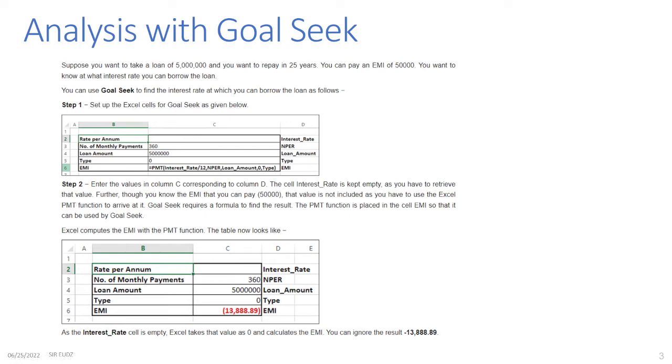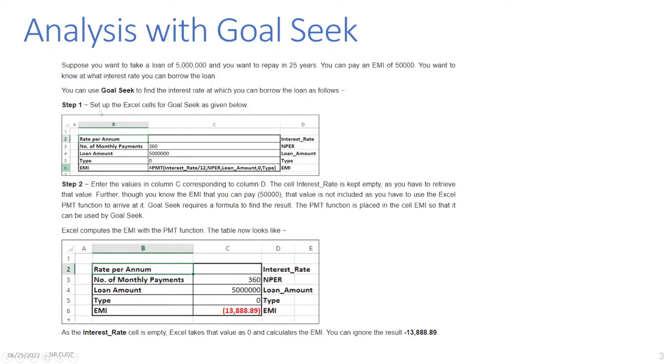Suppose you want to take a loan of 5 million and you want to repay in 25 years. You can pay an EMI of 50,000. You want to know at what interest rate you can borrow the loan. You can use Goal Seek to find the interest rate at which you can borrow the loan as follows.